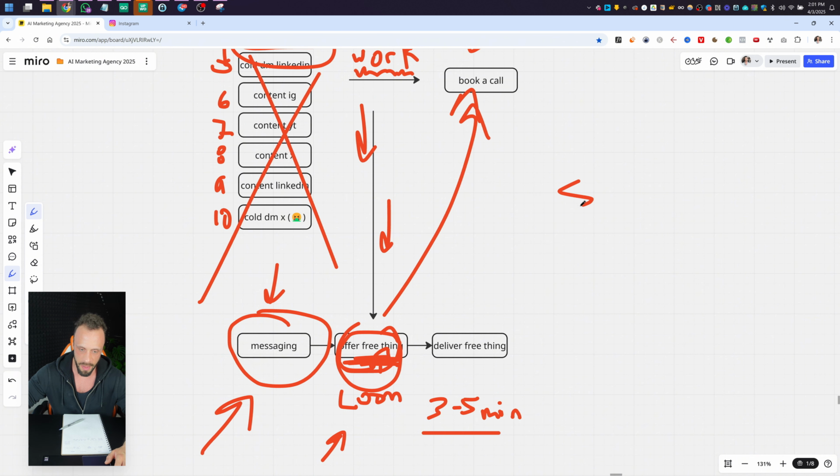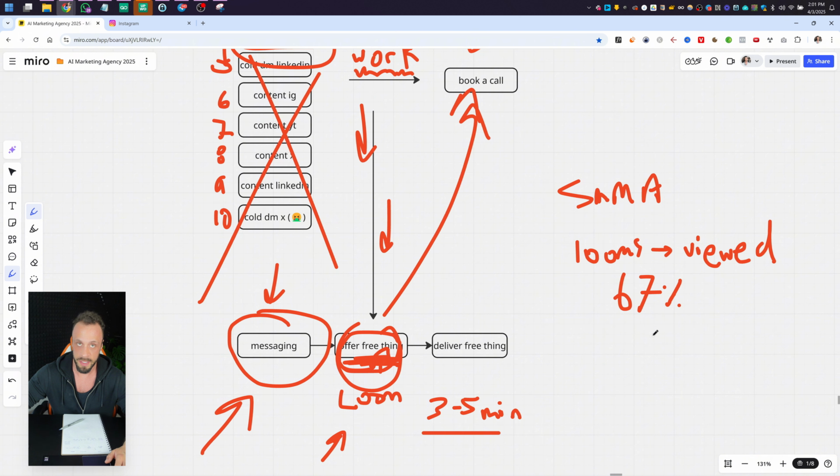So for the SMMA agency that we run, our stats are like this. From Looms made to Looms viewed, we have 67%. This is with follow-up. When you send a message and someone says yes, I want to see the Loom, and then you send them the Loom, you have to follow up with them. We follow up for an entire month. So 67% of Looms that we make are viewed, and of those viewed, 25% end up in booked calls.